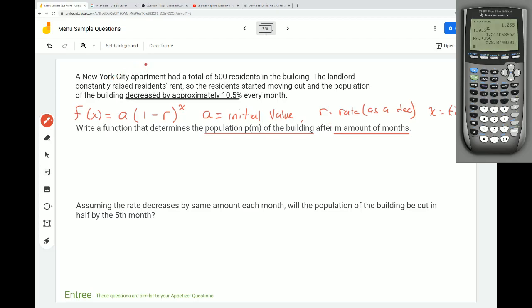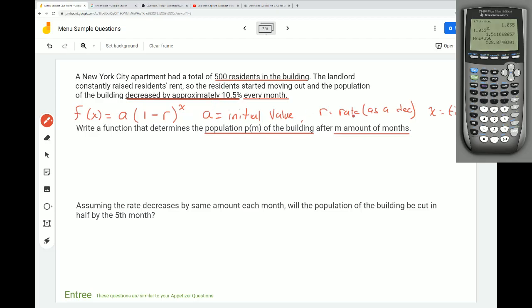Okay, so let's reread this question one more time to see if we could find any information that can help us fill out some of these values. So a New York City apartment has a total of 500 residents in the building. The landlord constantly raises the residents' rent, so the residents started moving out and the population of the building decreased by approximately 10.5% every month.